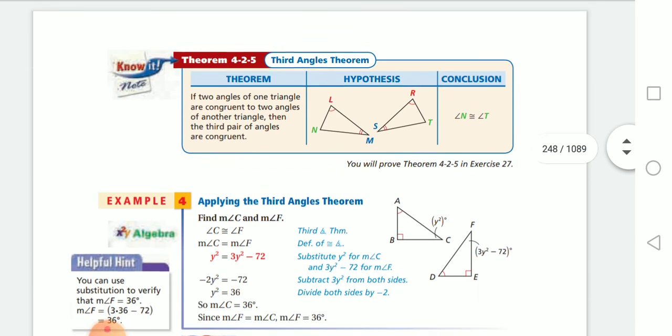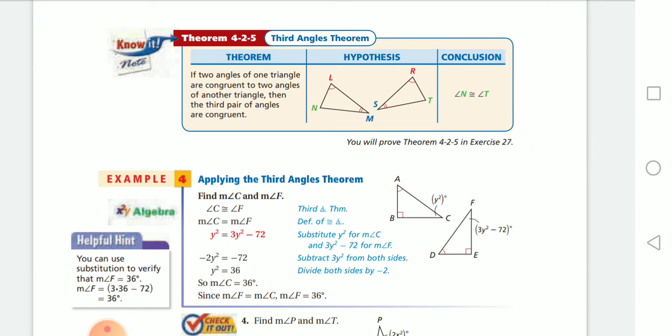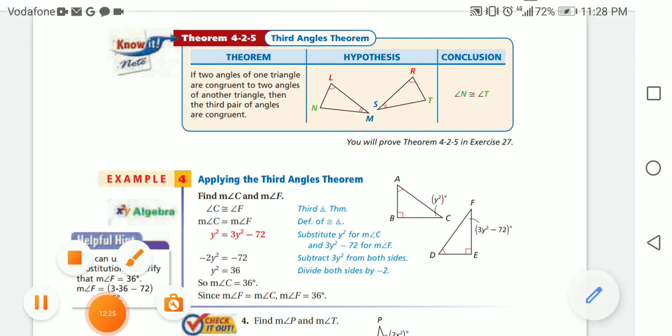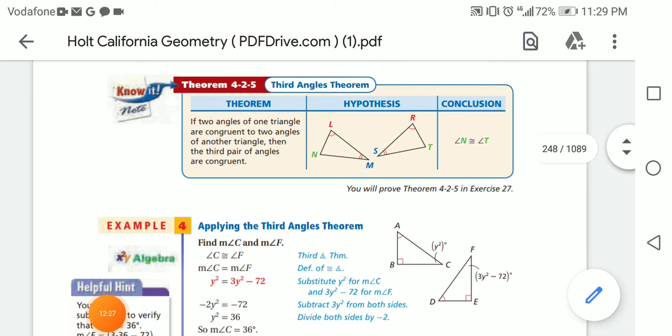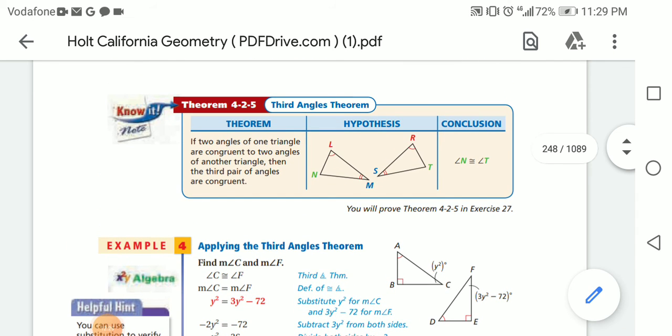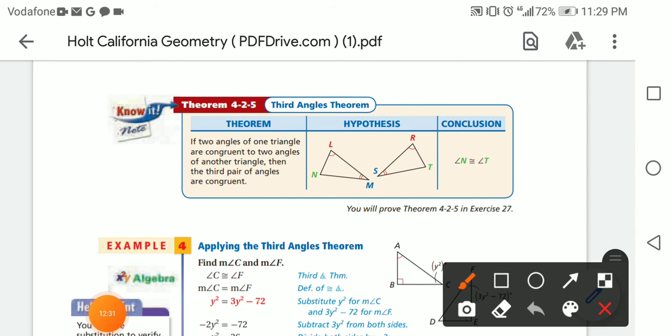I have here another theorem, the third angle theorem. If two angles of one triangle are congruent to two angles of another triangle, then the third pair of angles are congruent. It's very easy.